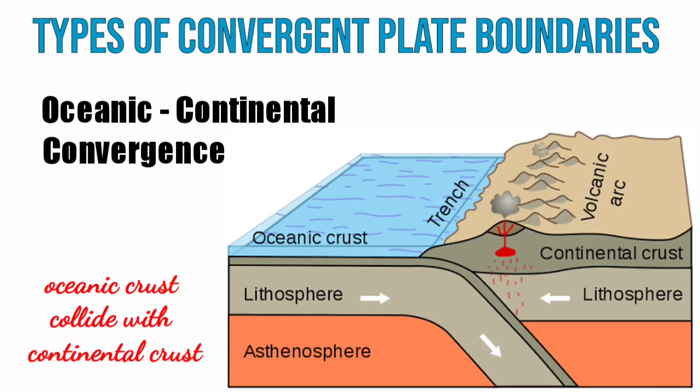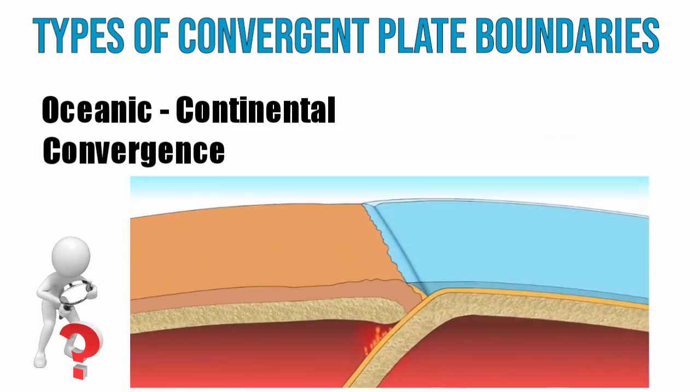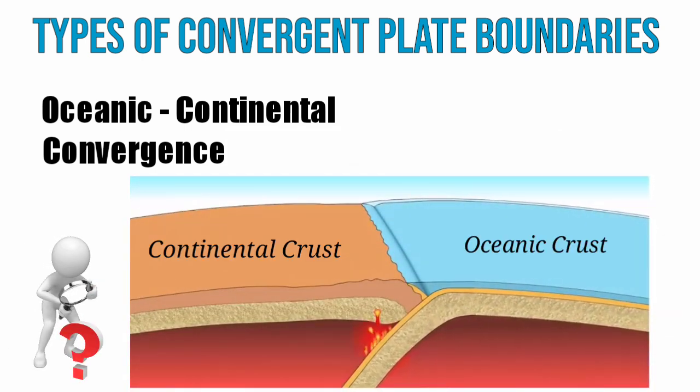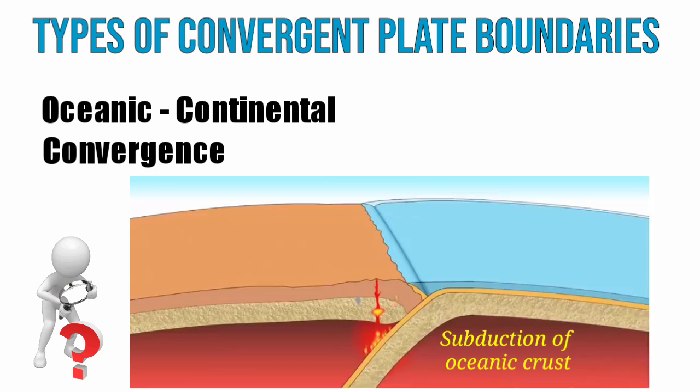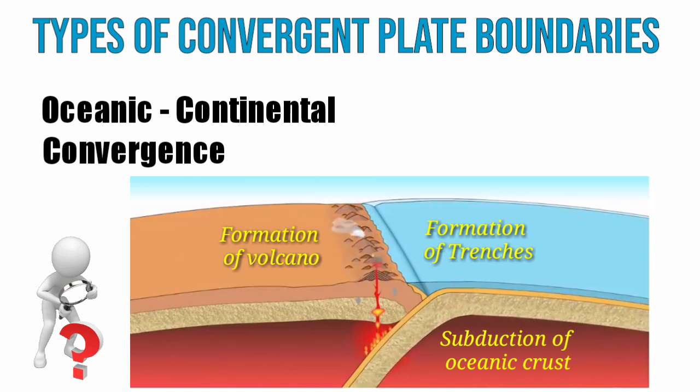Oceanic-continental convergence is formed when oceanic crust collides with continental crust. When collision occurs, the denser oceanic crust subducts beneath the continental crust. Subduction of oceanic crust leads to the formation of trenches and the formation of volcanoes.